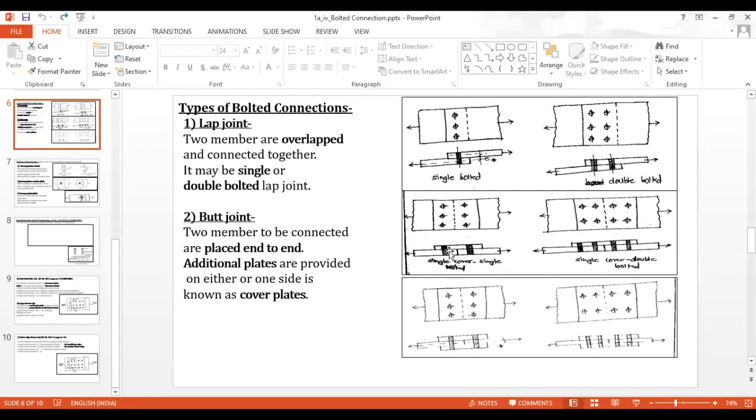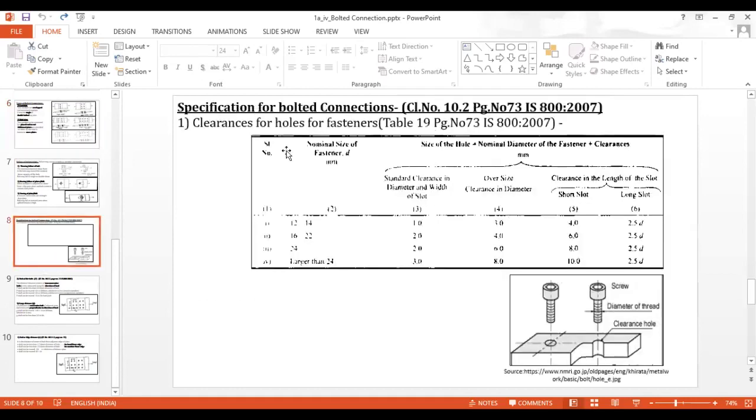Whenever a single cover plate is utilized, it is called a single cover butt joint. When a double cover plate is utilized, it is called a double cover butt joint. The second diagram gives us an idea regarding the double cover single bolted butt joint, and the first diagram gives us an idea regarding the single cover single bolted butt joint.